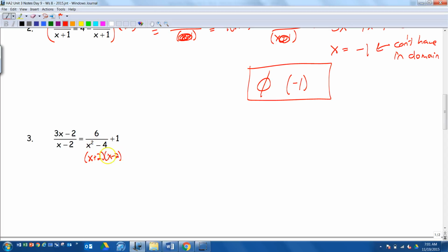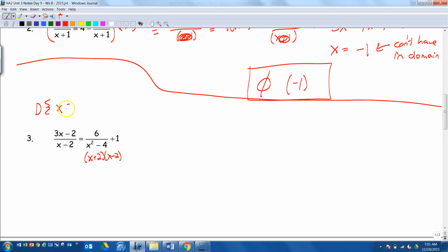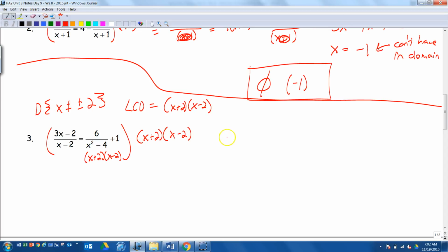So the bottom of this fraction is x plus 2 times x minus 2. So that means that the domain is that x cannot equal plus or minus 2, and our LCD is x plus 2 times x minus 2. As you get better at this, you don't have to show that big step. You can just show what's left. So for example, when I multiply this chunk to this chunk, the x minus 2's are going to be canceled, so we're going to be left with a 3 times x minus 2, and which of these pieces are left? An x plus 2.